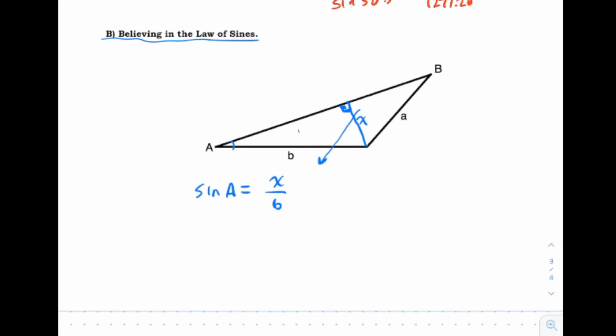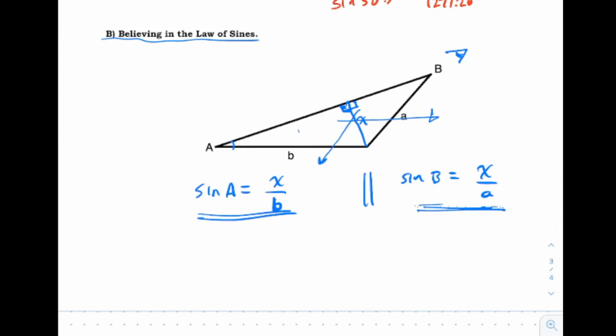Cool enough. Now come over to this triangle over here. This is a right triangle. And if I want to solve for x, your eyeball's over here this time. Notice this is the sine of B. So the sine of B is equal to x over A. Okay, so that's a B, not a 6. Let's make that clear. So I've got these two formulas here.